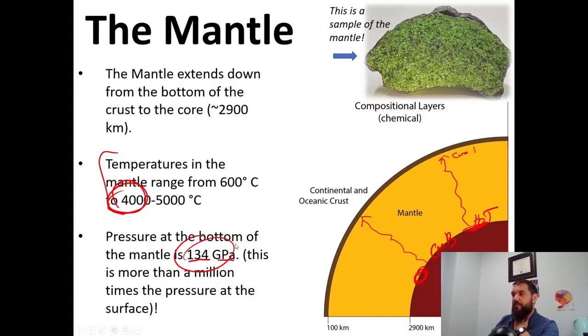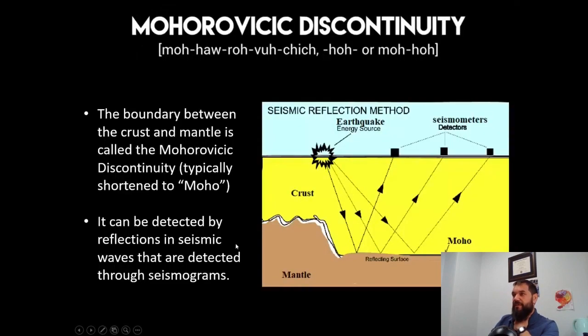Okay. I do want to talk about this thing. It's just a vocab word that you need to be familiar with. There's this thing called the Mohorovicic discontinuity. And everybody, though, just calls it the MOHO. Okay, MOHO is the word you're going to encounter all the time. Okay, it's the moho. It's written there.